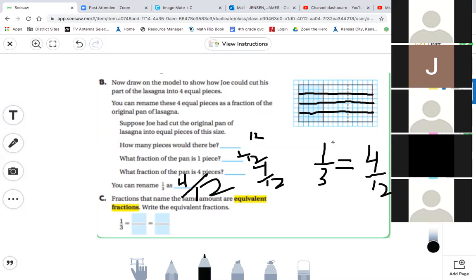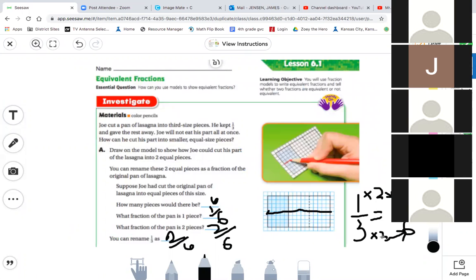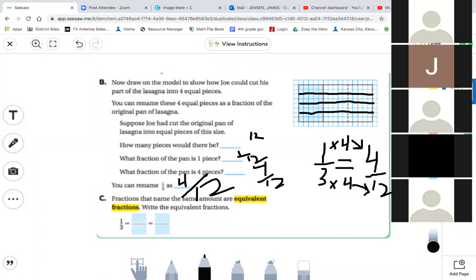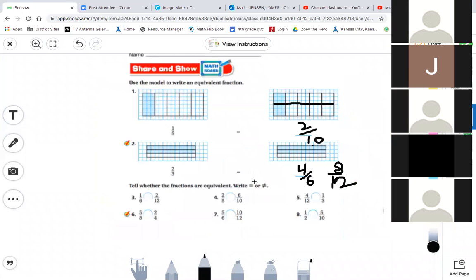So we know if we take 1 and multiply it by 4, we get 4. We take 3 and multiply it by the same thing, we get 12. You guys picking up on the pattern here? Multiply numerator and the denominator by the same thing, you're ending up with equivalent fractions. Is anybody seeing that? That's the point I'm making. So then over here, we have these fractions down here. They want you to tell if they're equivalent or not. Well, do this then. Think.